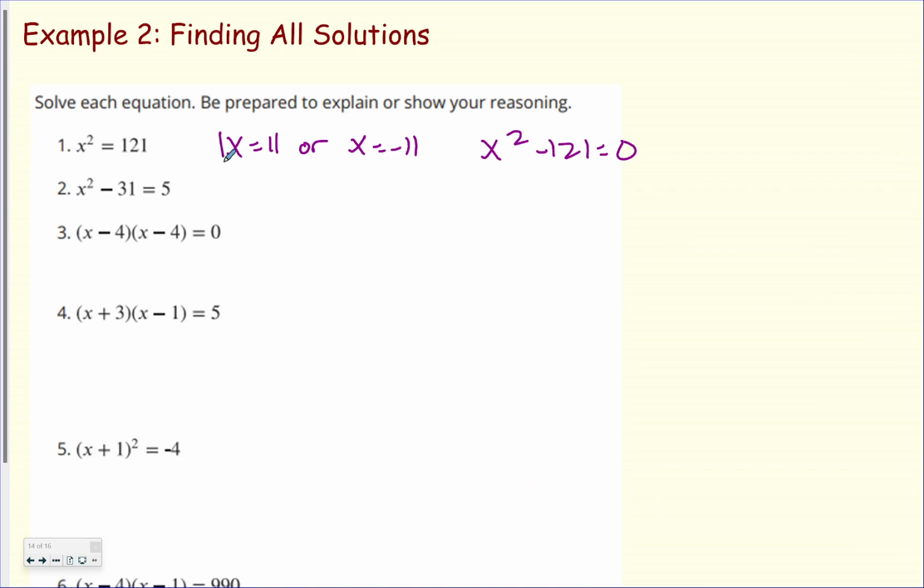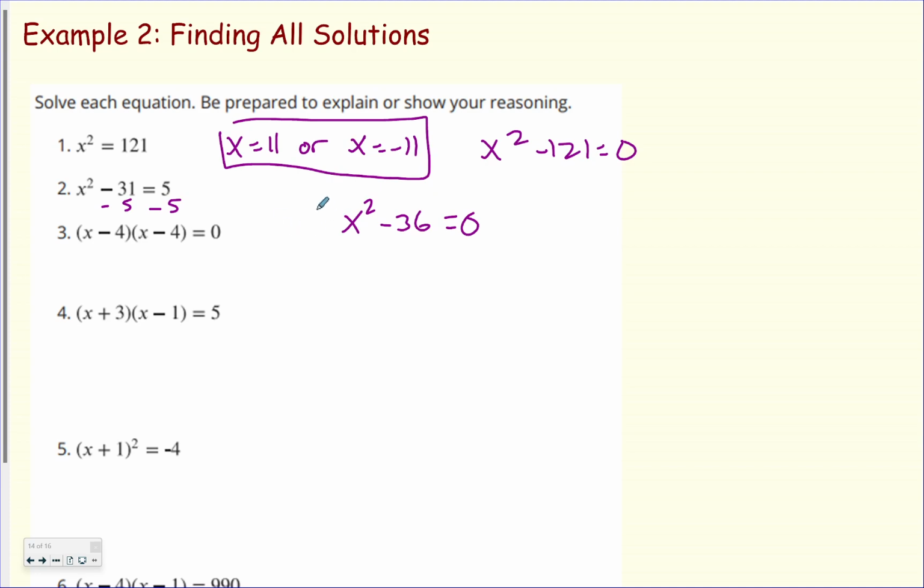Let's look at a few others, shall we? How about this one? x squared minus 31 equals 5. Ew, 5, 31, yucky numbers, right? But remember, having a 0 helps. So let's subtract 5 from both sides. And what's negative 31 minus 5? Well, x squared minus 36 equals 0.